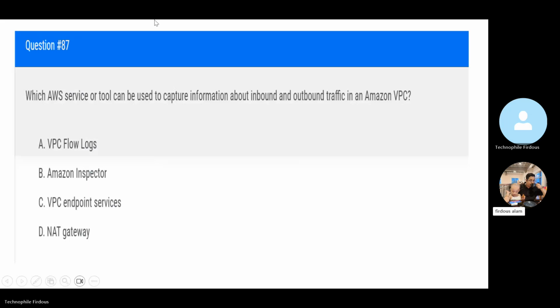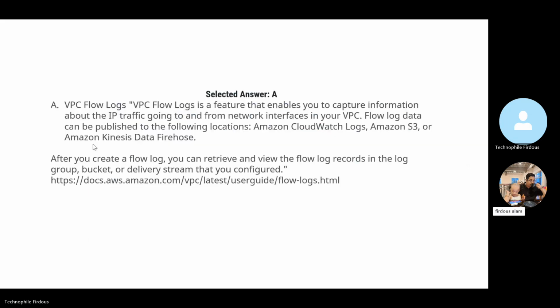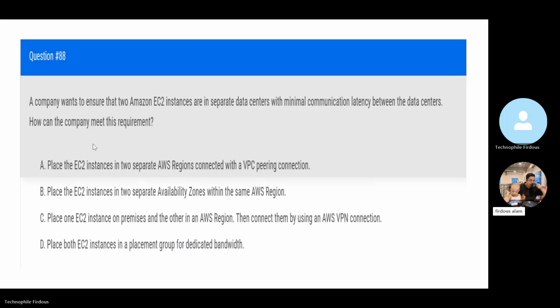Okay, it's talking about the AWS service or tools that you use to capture the information of inbound and outbound traffic log in the VPC. So I think that's VPC Flow Logs, which is used to capture the information. The answer should be A, or it may be any other answer. You can give your answer in comments and let's see whose answer is correct. Yeah, the answer is A, and these are the explanations. Okay, let's move to the next one, question number 88.